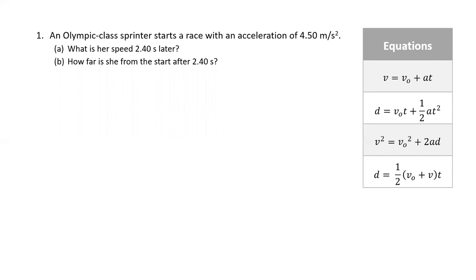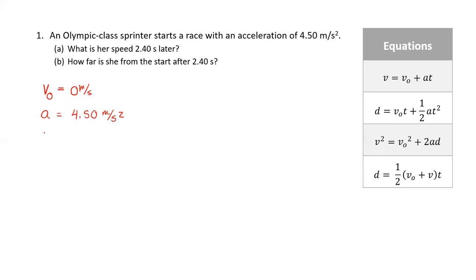So a sprinter starts a race. So at the start of the race, how fast is she going? Well, at the start of a race, you start your speed out at 0. So initial speed at the beginning, even though it doesn't tell us, V0 is going to be equal to 0 meters per second. All right. She starts the race. She has an acceleration of 4.5. So we have acceleration of 4.50 meters per second squared.